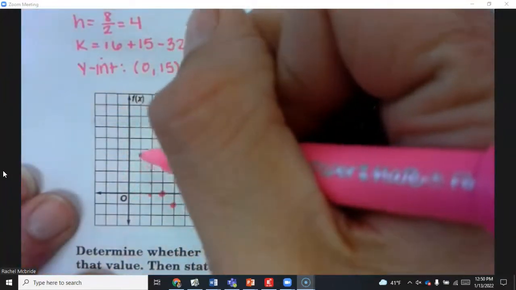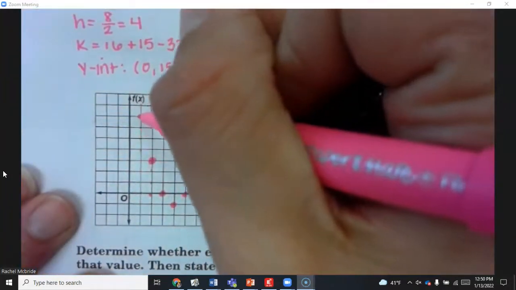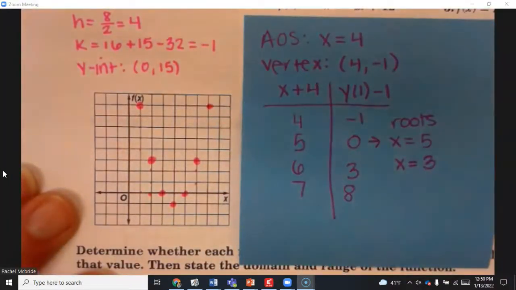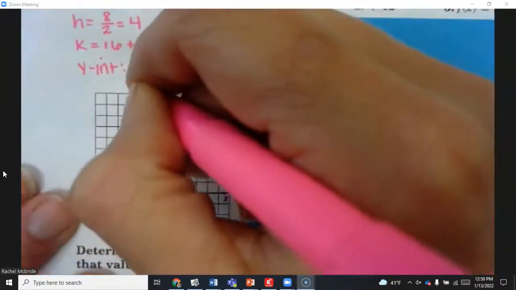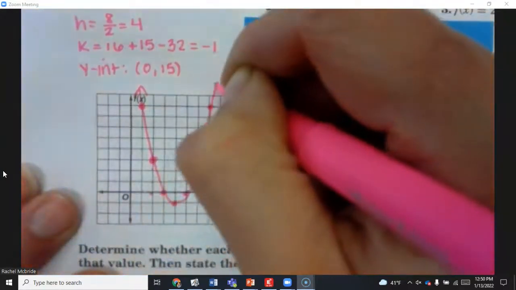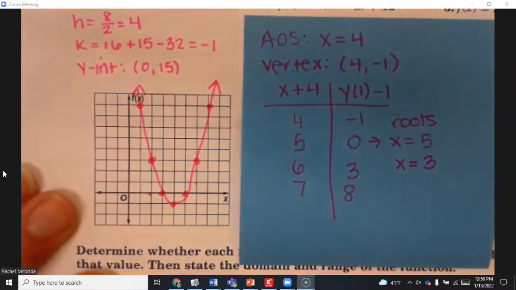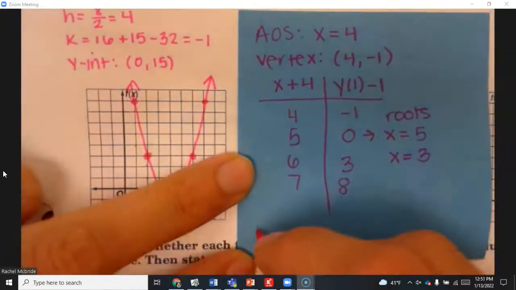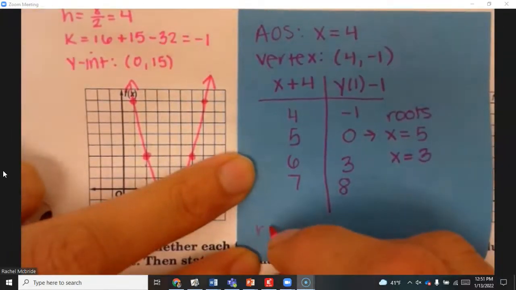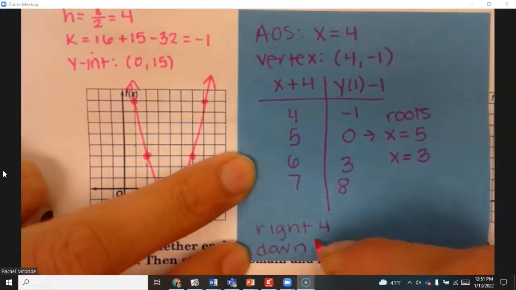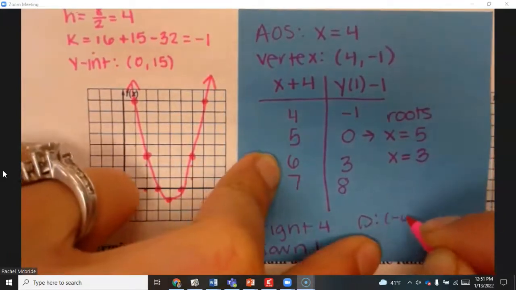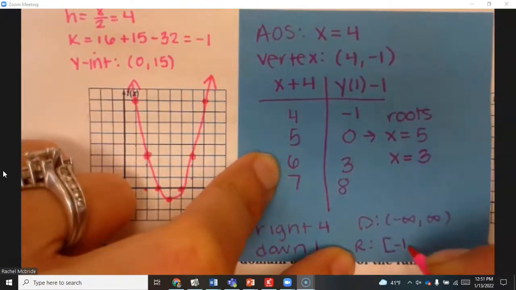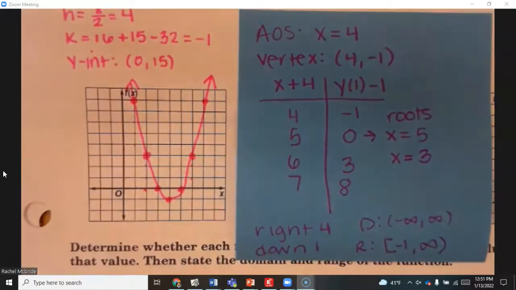And then I have the point 7, 8, as well as the point 1, 8. If I asked you to put the transformations into words, this graph is shifted right 4 and down 1. The domain is all reals, and the range is from -1 to infinity.